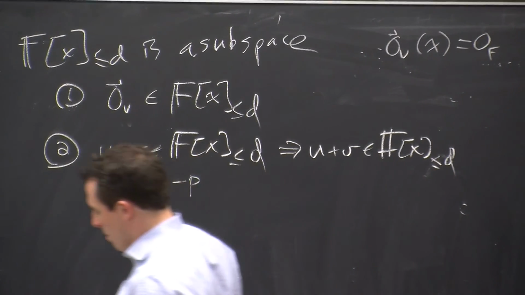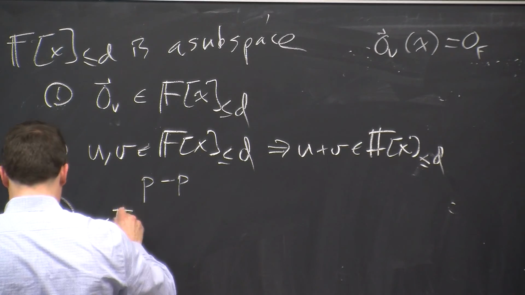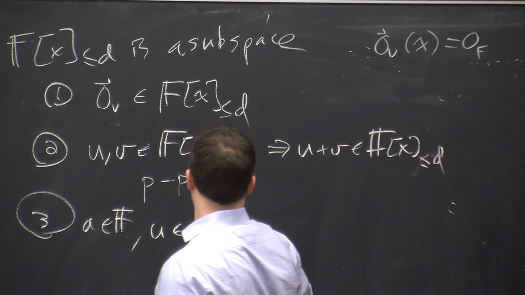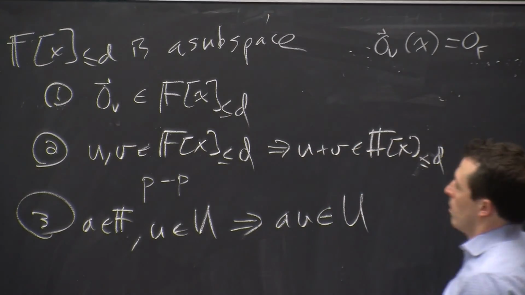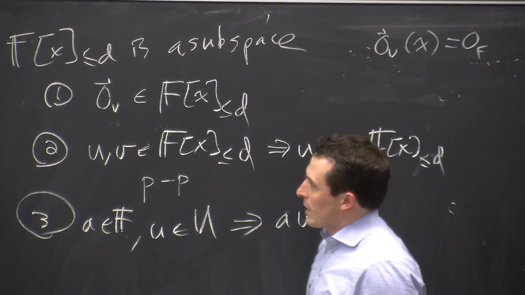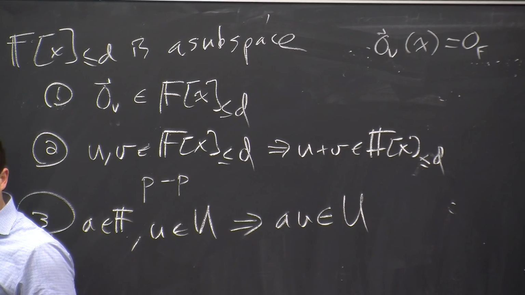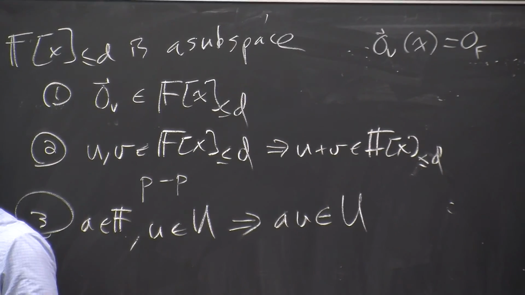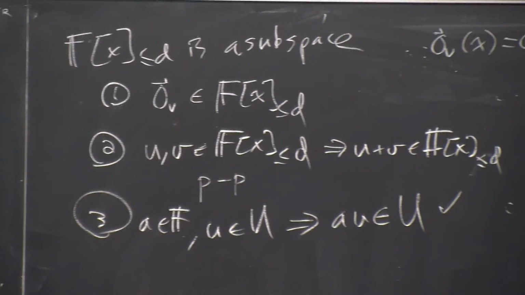Third, look at the field elements, we'd like to imply that the scalar multiples are in there. That's true because if I take any polynomial and multiply it by a scalar, that's the same as multiplying each of the individual coefficients by the scalar. That can make the degree go down in the special case that I multiply by 0, but it can't make the degree go up. Okay, so that's true. Okay, so that's a subspace.